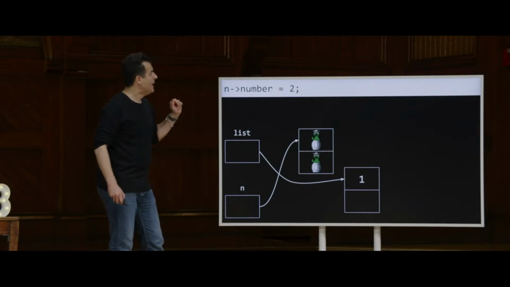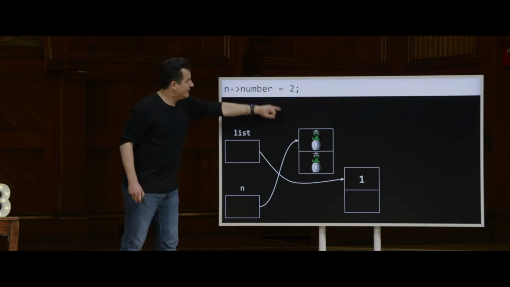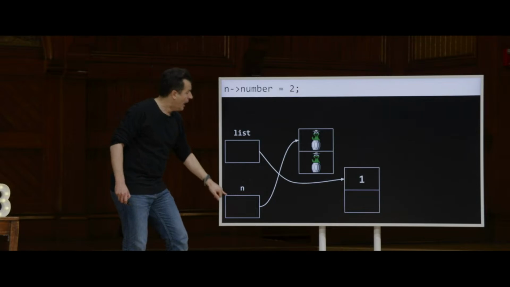I should clean this up. How do I now put the number 2 into this node? Well, I start at n. I go there.